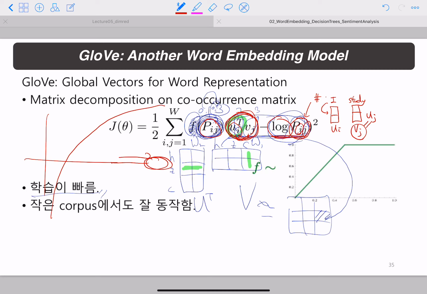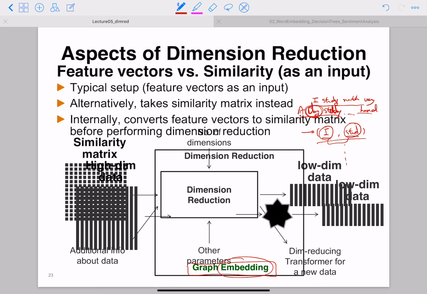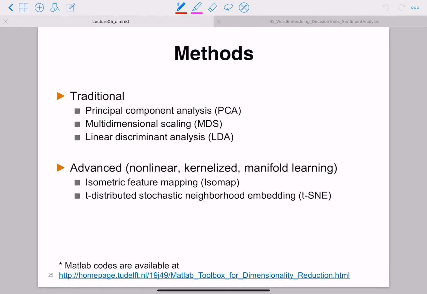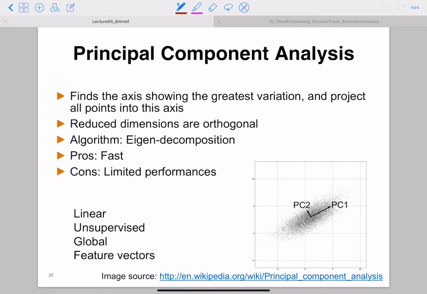So in that sense, this word embedding, GloVe, can also be viewed as a particular dimension reduction method that doesn't necessarily take as input the original high-dimensional feature vector representation. Okay, and now let's move to an individual dimension reduction method. The first one is principal component analysis.